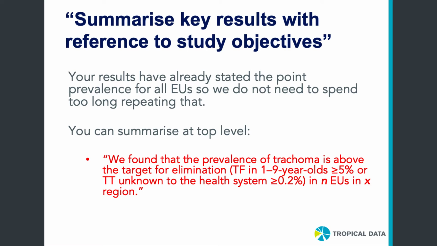We found that the prevalence of trachoma is above the target for elimination. TF in 1 to 9-year-olds is greater than or equal to 5%, or TT unknown to the health system is greater than or equal to 0.2% in the 10 EUs in this region.